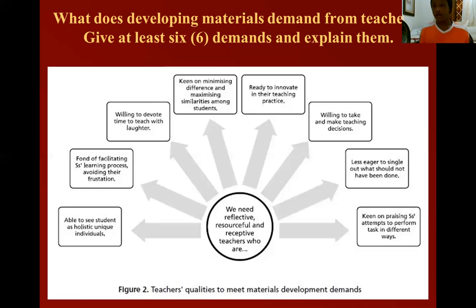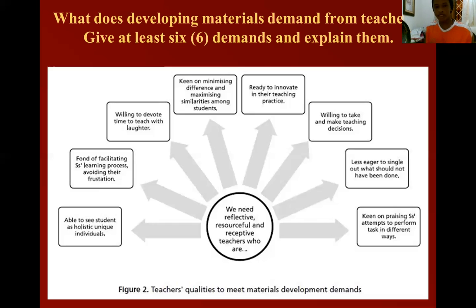Let me read something about it, and later in another presentation, I will explain what I choose. For example, we need receptive, resourceful teachers who are fair, able to see students as holistic, unique individuals, fond of facilitating a learning process, avoiding frustrations, willing to devote time to teaching, keen on minimizing differences and maximizing similarities among students, ready to innovate in their teaching practice, willing to make teaching decisions, less eager to single out what should not have been done, and keep on praising attempts to perform in different ways.